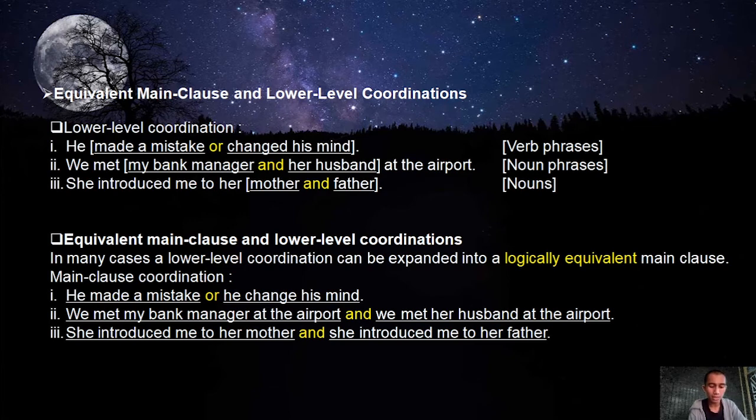While in the main clause coordination, we met my bank manager at the airport and we met her husband at the airport. It seems that the events occurred separately, at different times. So we could be more likely to infer from the main clause coordination that they met the bank manager first. After that, they met her husband.